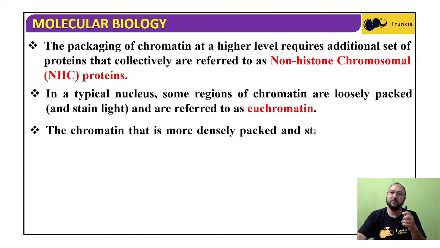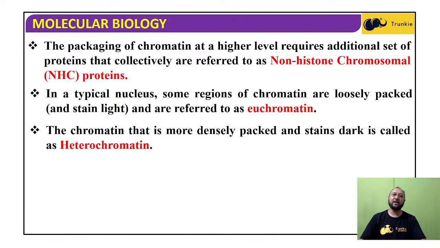In a typical nucleus, some regions of chromatin are loosely packed and are referred to as euchromatin. The chromatin that is more densely packed and takes the dark stain is called heterochromatin. So there are two regions, one loosely packed and one densely packed. The densely packed will have dark staining and the loosely packed will have light staining. The light staining region is called euchromatin, and the darkly packed and darkly staining region is called heterochromatin.